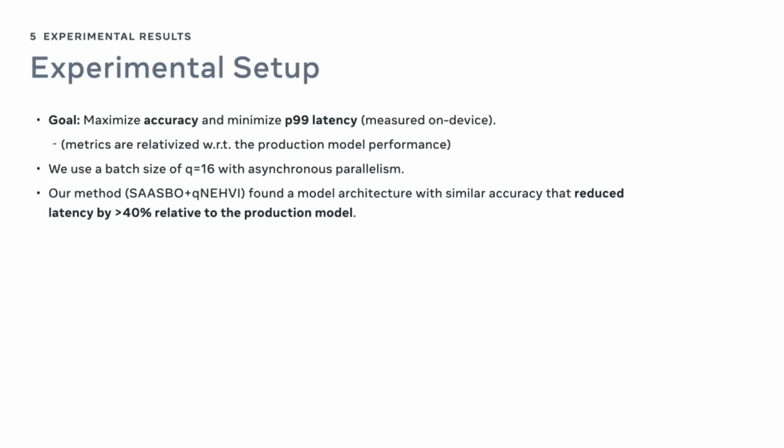And so we use Q equals 16 batch sizes, fully asynchronous parallelism, and we actually find an architecture that reduced latency by a lot while not hurting accuracy.